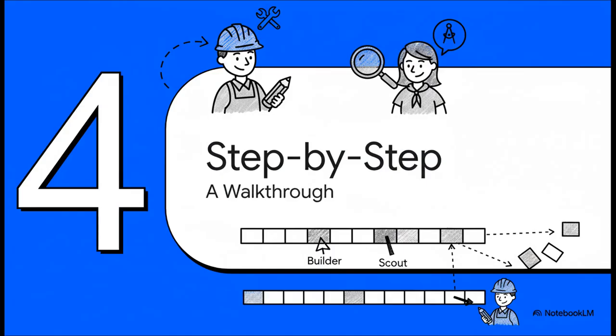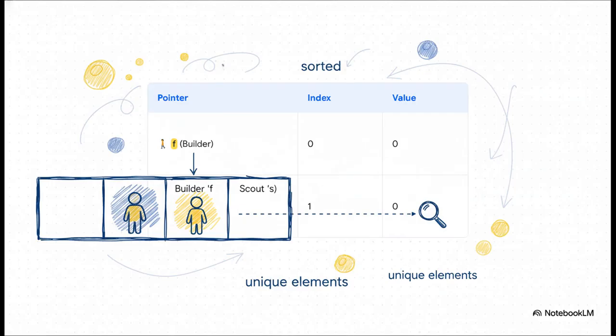Now, the best way to really get this is just to see it in action. So let's walk through that bigger example from before and watch how our builder and scout work together as a team. All right, here's our starting line. The builder, f, starts at index 0. We can say this first element is automatically our first unique item.